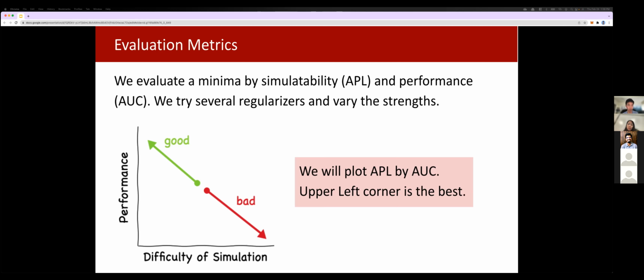Yeah. So we make these plots. On the y-axis, we have performance, and on the x-axis, we have the difficulty of simulation. And what we want is to find these nice concave functions that really touch the upper left-hand side. We really want to find minima that are highly performing, so high on the y-axis, but also low on the x-axis because they're easy to simulate. Things that are very much to the right-hand side are just overfitting.